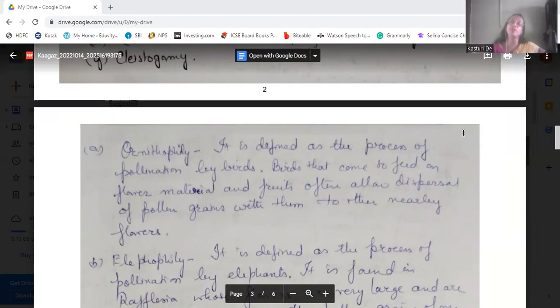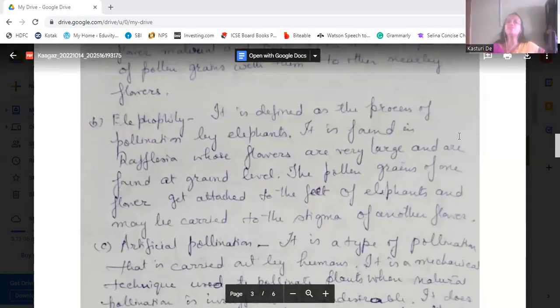When they go to the next flower for feeding, for taking the nectar or any flower material, at that time they transfer the pollen grains from their body to the stigma, and that is how they will pollinate the other flower. That is how cross pollination occurs. So that is done by birds, and therefore it is ornithophily. Clear?